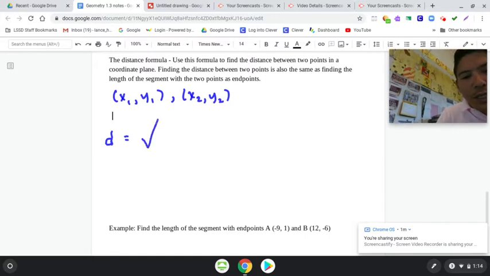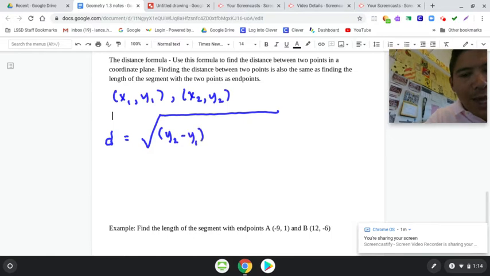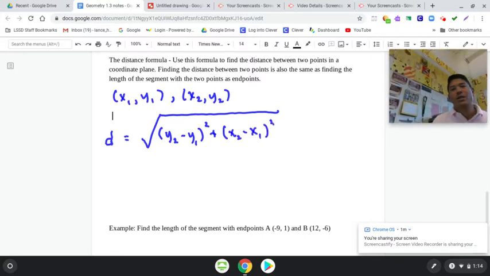But the distance is the square root of the difference of the y coordinates, so y sub 2 minus y sub 1, that quantity squared, plus the difference of the x coordinates squared, x sub 2 minus x sub 1, quantity squared. Even if you don't want to watch the other video on how the distance formula is derived, it actually comes from the Pythagorean theorem. All right, but to figure out the distance between 2 points.